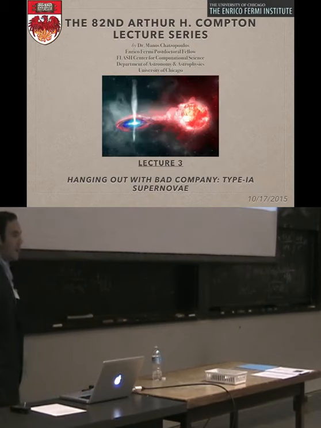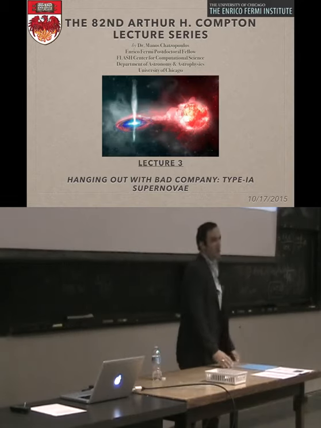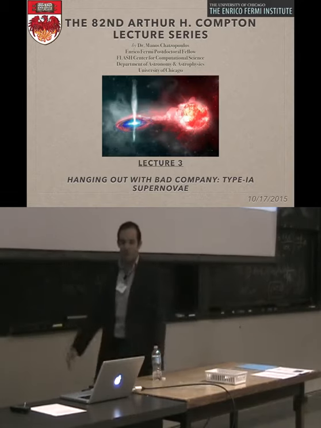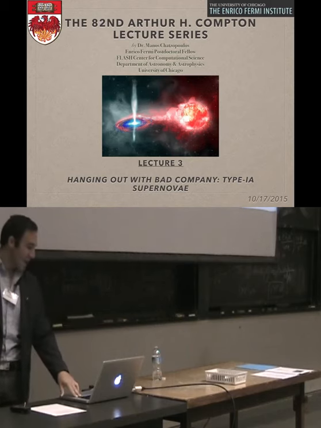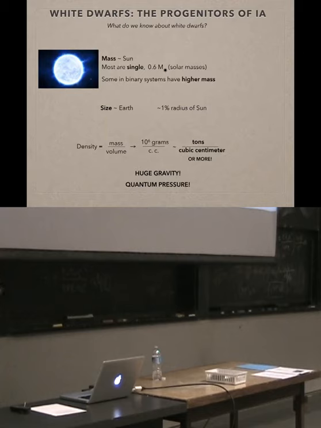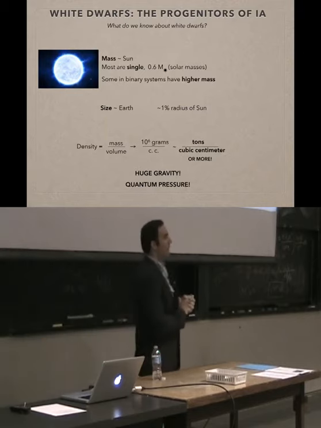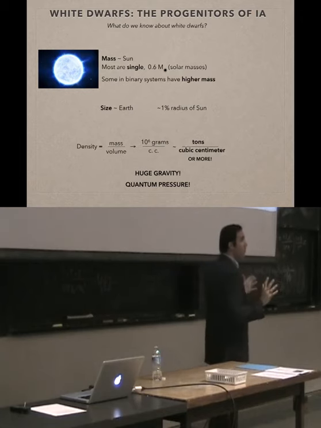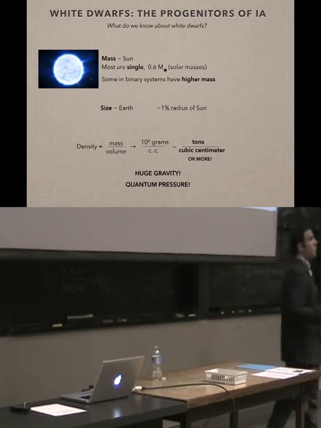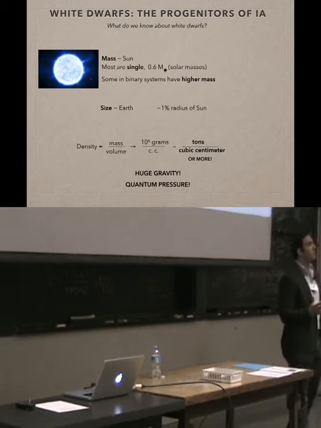So let's talk about hanging out with bad company. What can happen when you choose the wrong friends, or maybe you happen to grow up in the wrong environment? Terrible things can happen occasionally. This is what happens to type 1a supernovae. But before we get into the deep subject, I want to remind you that those are explosions of white dwarfs. Therefore, we need to understand what a white dwarf is in more detail, and why white dwarfs under certain conditions explode.